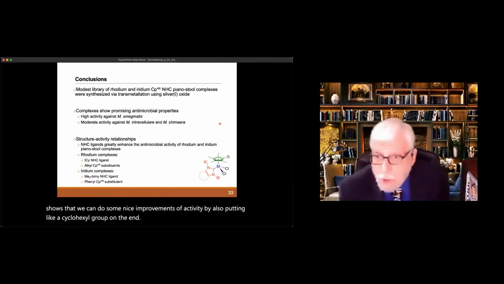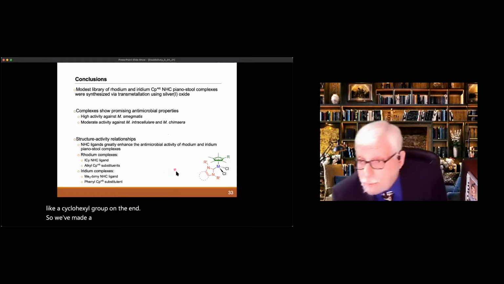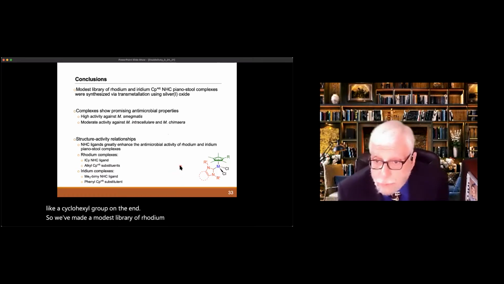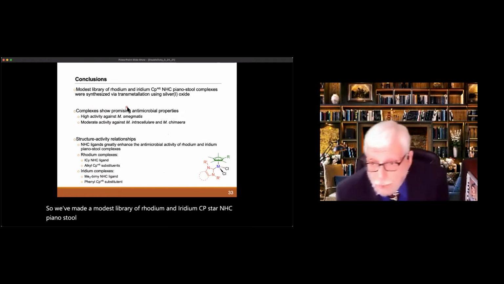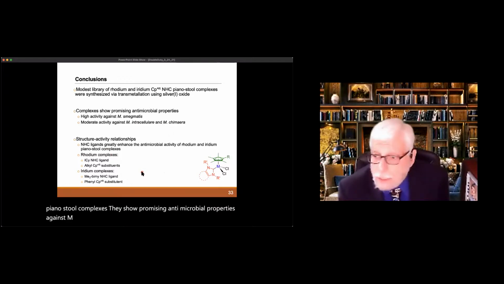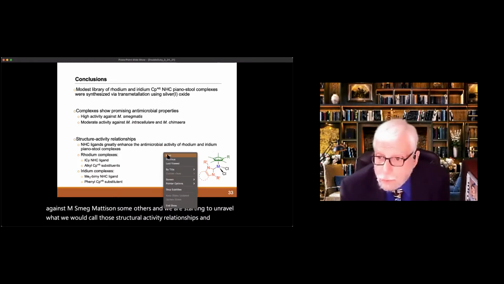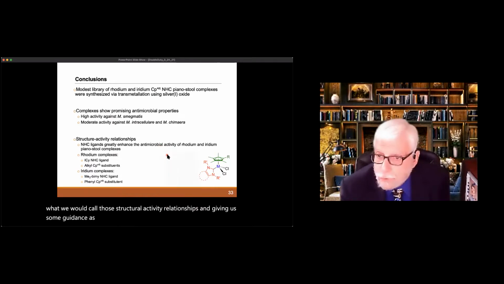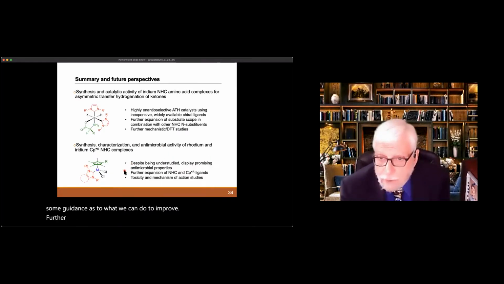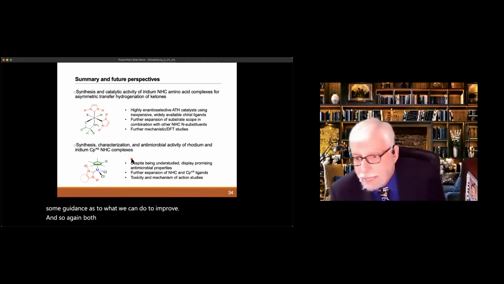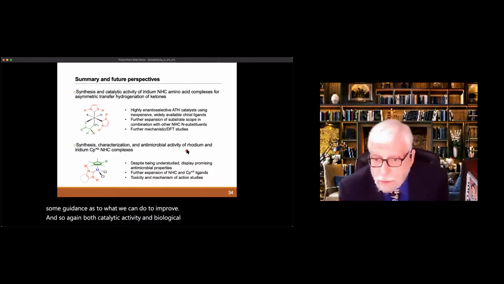So we've made a modest library of rhodium and iridium Cp* NHC piano stool complexes. They show promising antimicrobial properties against M. smegmatis and some others. We are starting to unravel what we would call those structure-activity relationships, giving us some guidance as to what we can do to improve further. And so again, both catalytic activity and biological activity are part of these packages that we're dealing with.